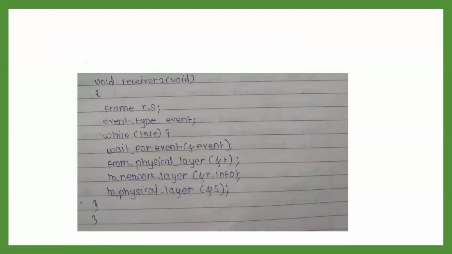Now check out the receiver. Void receiver. Okay, this is again variable declaration and everything. The loop starts here. Now here, wait for an event, that is the data should come at the physical layer, right? Once the event occurs, that means the data stream has arrived at the physical layer. That data stream will be collected and converted again into frames, and then it will be transmitted to the network layer, right?